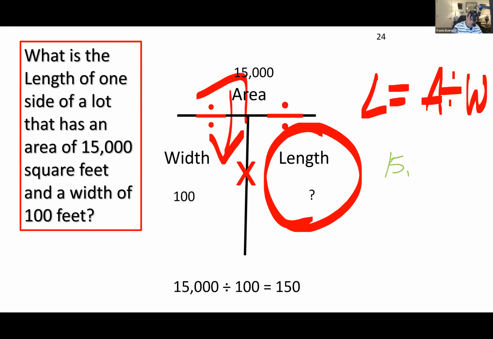So length is going to equal 15,000 divided by 100. Because the area up there at the top is 15,000. The width down there at the bottom is 100. Top and bottom means divide. 15,000 divided by 100. That means the length of that side of the property is 150 feet. That's how you use a T-bar.